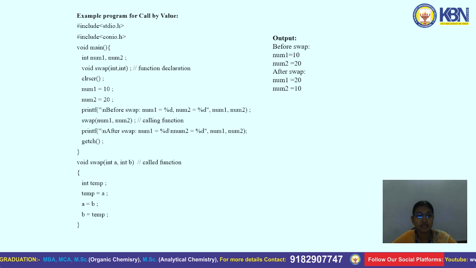Let's see call by value. I have to declare number1 and number2 variables. I am using the swap function. It does not have a return value, which is why I have to declare void before the function. I have to pass the arguments as int. Number1 value is 10, number2 value is 20.